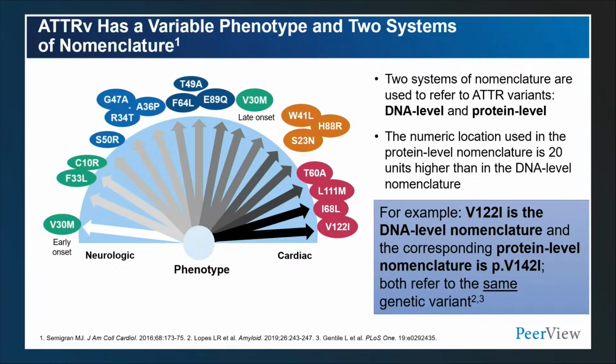Different mutations present with different phenotypes. Historically, we've put the mutations into primarily neurologic or primarily cardiac manifestations, but really many of these mutations have both. The V30M mutation, again the most common worldwide, has an earlier onset form, which tends to affect the neurological system very early. It also has a later onset form, which has more of a mixed phenotype. And then, as I said before, the V122I phenotype, most common in the United States, is primarily cardiac.